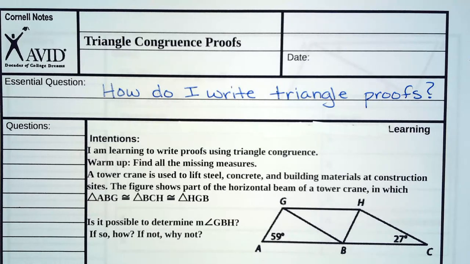A tower crane is used to lift steel, concrete, and building materials at construction sites. The figure shows the horizontal beam of a tower crane in which triangle ABG is congruent to triangle BCH, which is also congruent to triangle HGB. Is it possible to determine the measure of angle GBH? If so, how? If not, why not? So, pause the video and see if you can work that problem out.